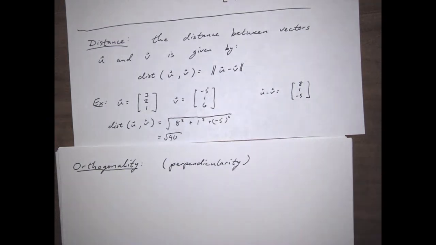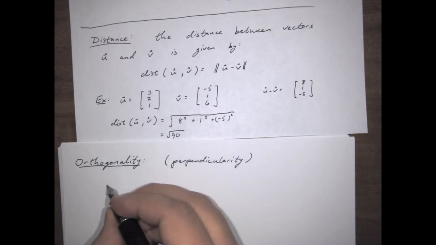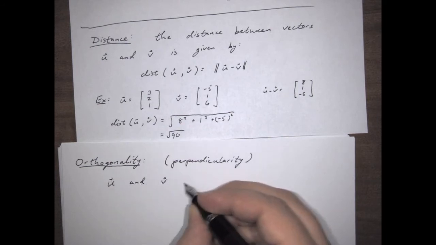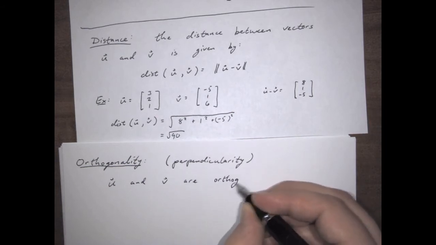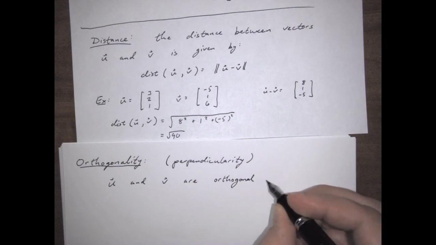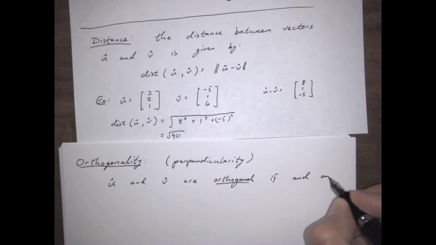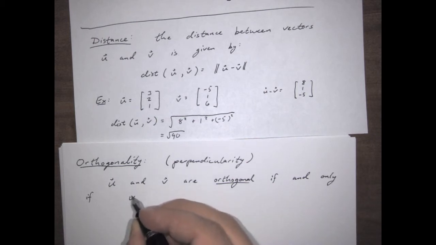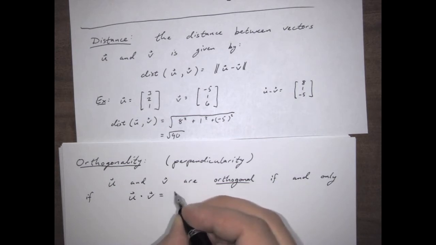So two vectors are orthogonal, meaning they are perpendicular, if this is the case. So u and v are orthogonal if and only if u dot v equals 0.